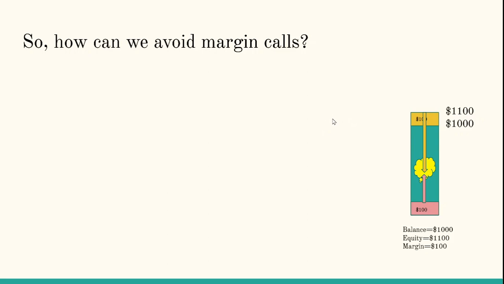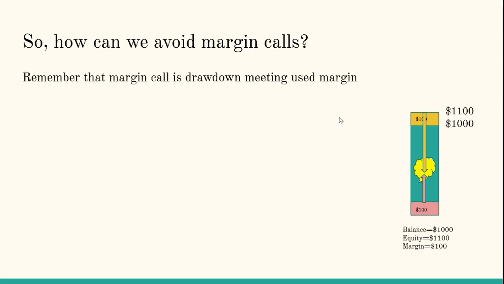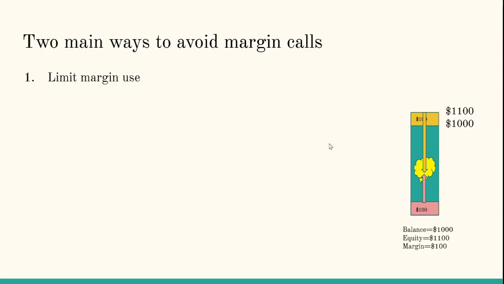So how can we avoid these margin calls? Remember that the margin call is a drawdown meeting the used margin. So our used margin is growing from the bottom in this illustration, and our drawdown is coming down from the top. Therefore, there are two main avenues available to us. We can limit the margin use, that is, control it from the bottom side.